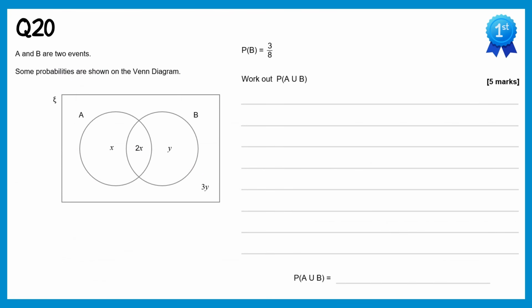In this question we're told the probability of B equals 3/8. The probability of B would be the sum of the probabilities inside the B circle, which are these two here, 2x plus y. So 2x plus y must equal 3/8. Now we also know that the sum of all of the probabilities in the Venn diagram must equal 1. So if we add together all of these parts here, we must get 1. So we've got 3x and 4y, so 3x plus 4y must equal 1.